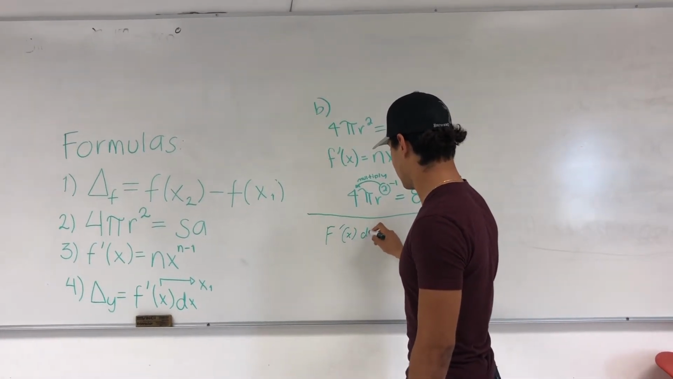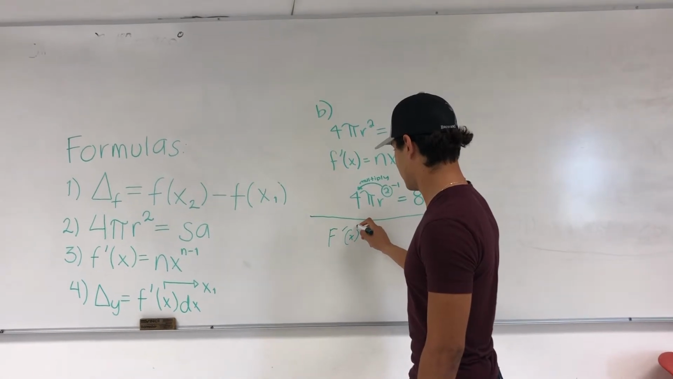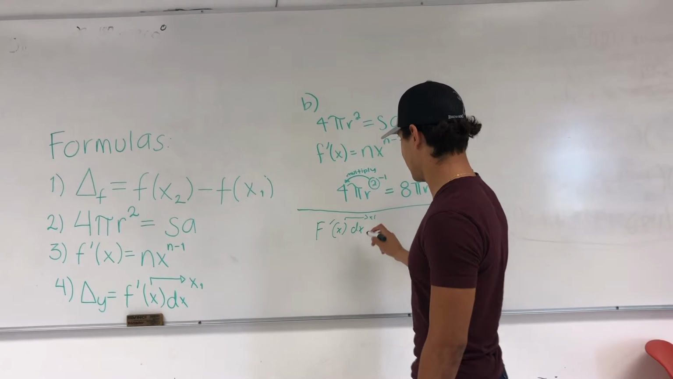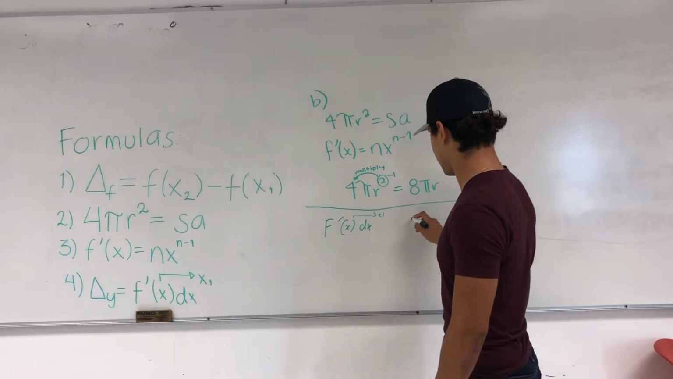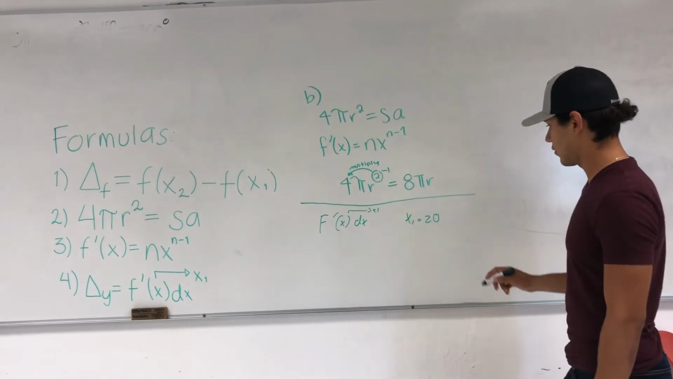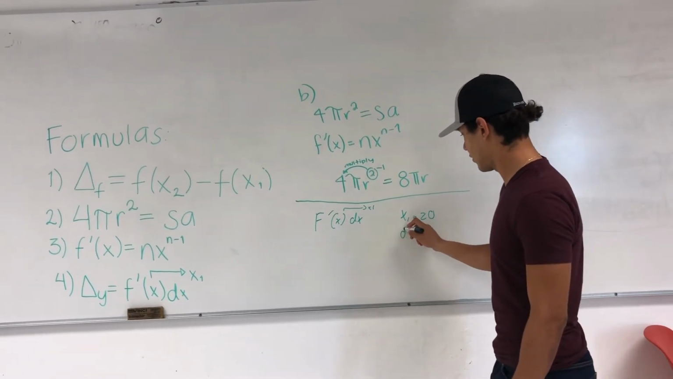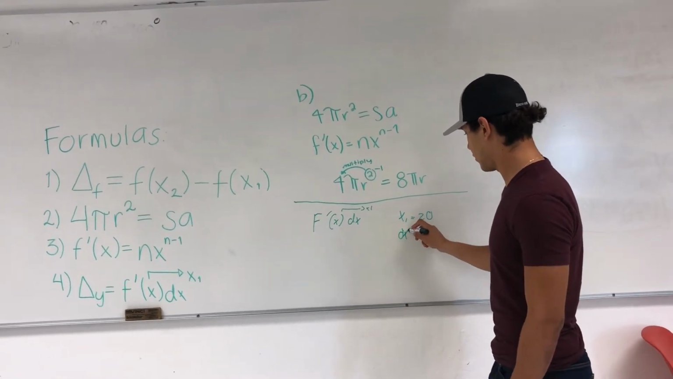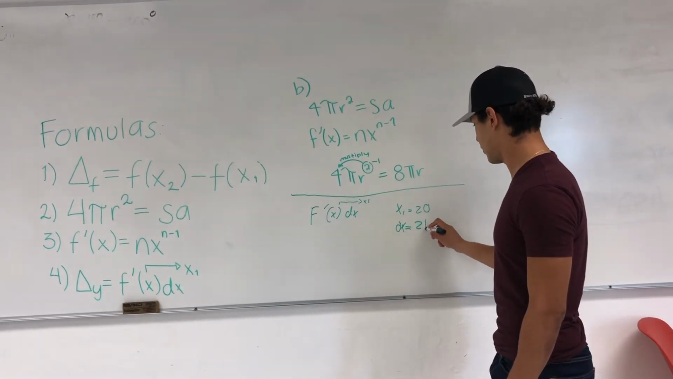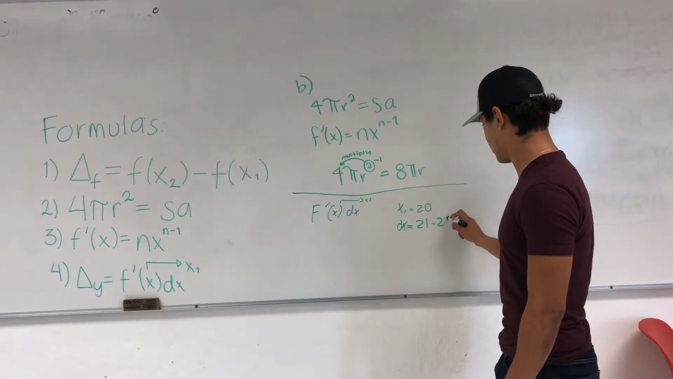So we first plug in the formula of the derivative of the surface area and we evaluate it at our x1, in this case 20. Then we need to establish that our dx will be x2 minus x1, which is equal to 1.